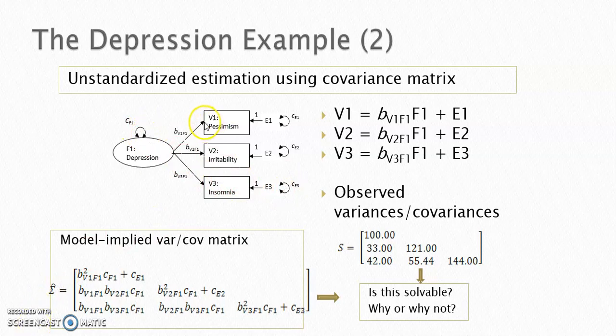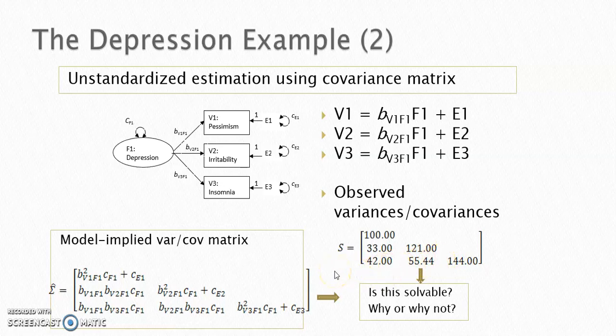The covariances are simple too. So BV1F1 times CF1 times BV2F1 is the covariance between V1 and V2. And you can do the same thing for the other two pairs. The decomposition of the variances and covariances gives us this model implied matrix. By relating the model implied matrix to the observed matrix, we will have 6 equations.